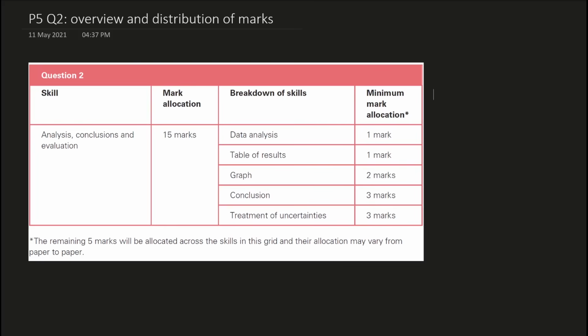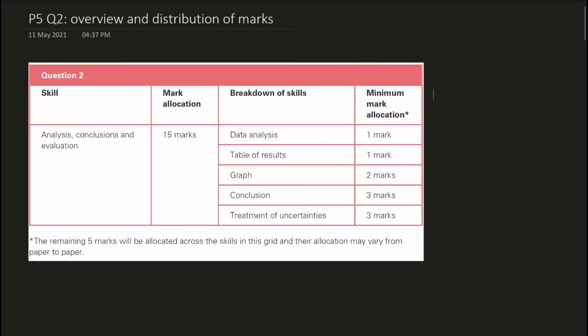And then when you are doing the conclusion part, where you're finding an unknown constant, or when you're finding your gradient, or when you're finding your y-intercept, you might also have to find uncertainties in those parts. So uncertainties are allotted a minimum of 3 marks. Now you will notice that these 5 skills add up to just 10 marks. So why is the question of 15 marks? Well, look at what's written below. The remaining 5 marks will be allocated across these 5 skills in the grid, and their allocation may vary from paper to paper.